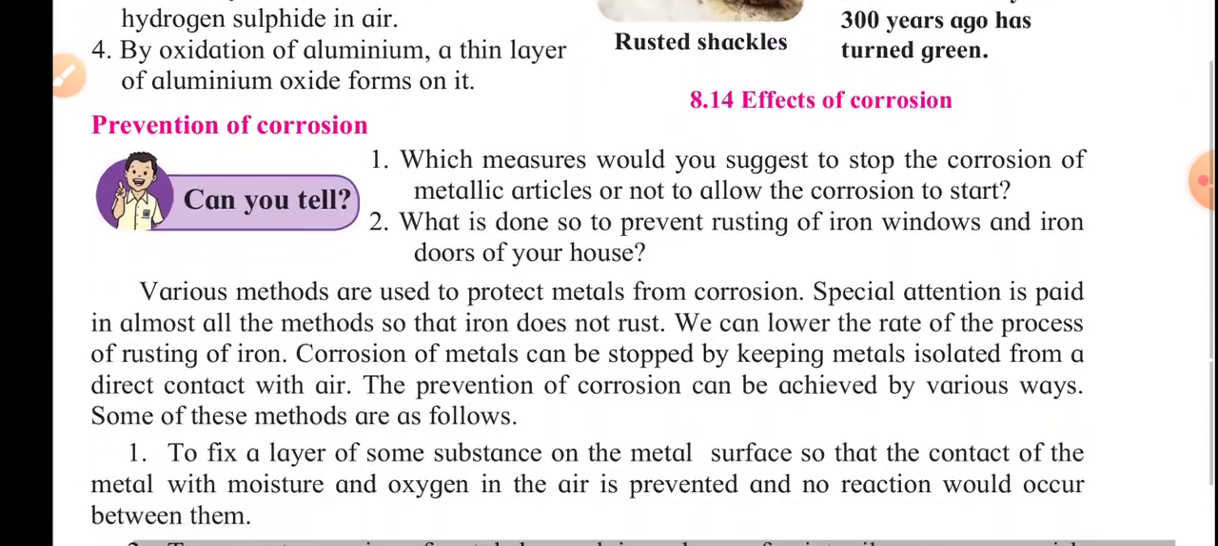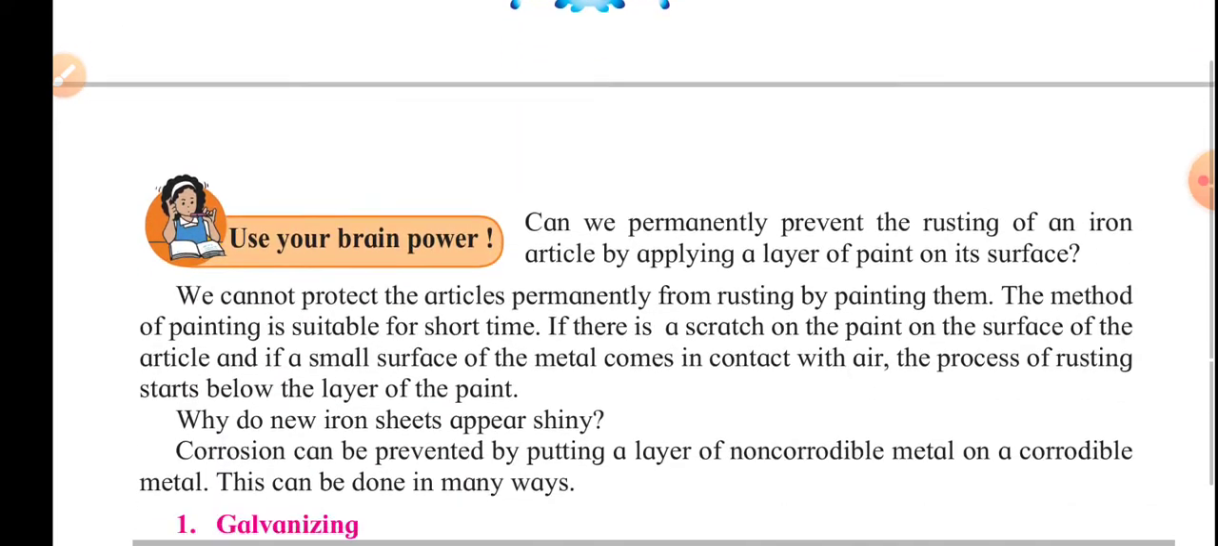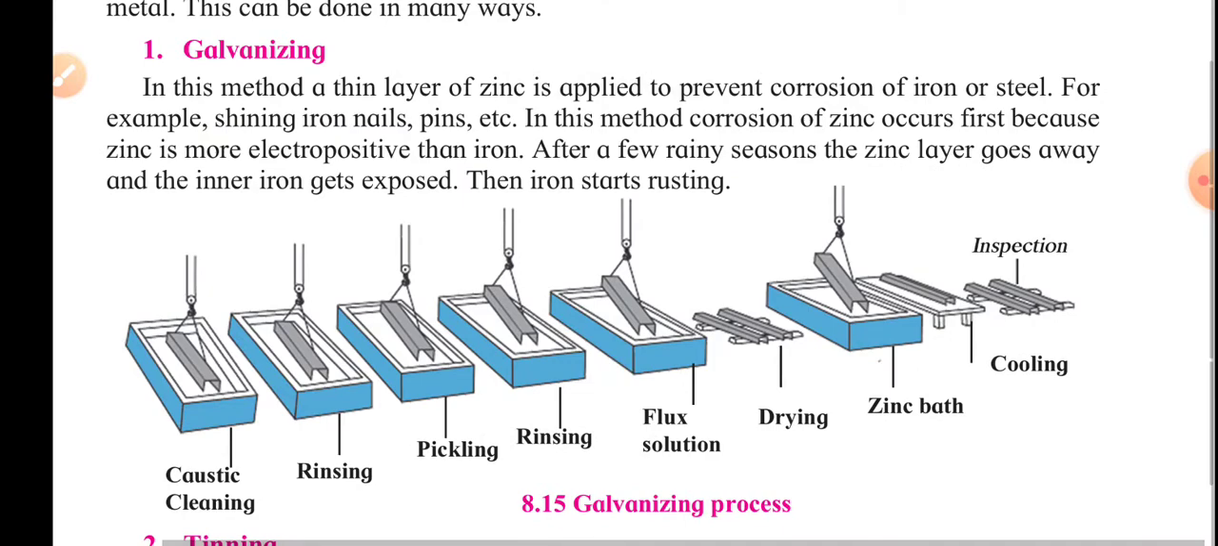Further, the prevention of corrosion: how can we prevent it? Various methods are there to prevent it, because non-corrodible metals or non-corrosive layers can be used. The objects which are very prone to corrosion can be covered with different non-corrosive materials. In that process, the first one we have is galvanizing.